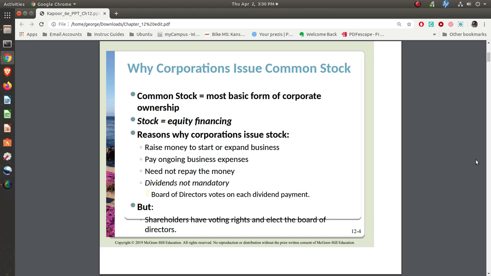You can vote on who's on the board of directors. You can vote on some of the proposals that people bring forward. Because you're one of the owners, you have a say in how the company is actually being run.